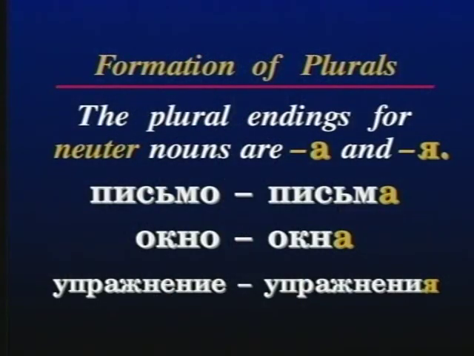And then there are neuter nouns. We need to remember them too. So let's look at this. The plural endings for neuter nouns are «а» and «я». Письмо, the plural form is письма. The plural of окно is окна. Notice that the О changed to а. Упражнение ends in «е». The plural form ends in «я». Упражнения. So during class time we do exercises.